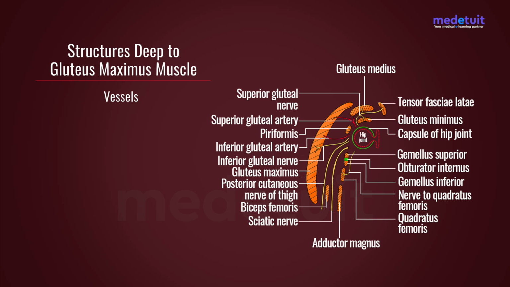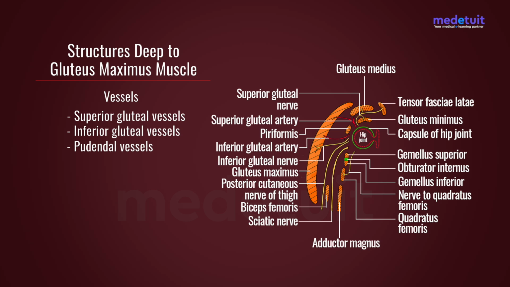In the superior border of the piriformis, we have the superior gluteal vessels. Below the inferior border of the piriformis, we have the inferior gluteal vessels. Entering from the greater sciatic foramen, going towards the lesser sciatic foramen, we have the pudendal vessels. Apart from this, we have the cruciate anastomosis, which is covered by gluteus maximus muscle.